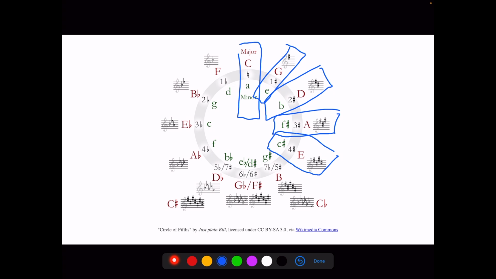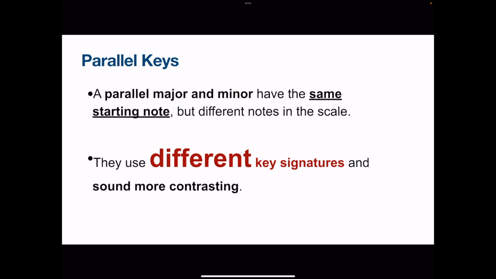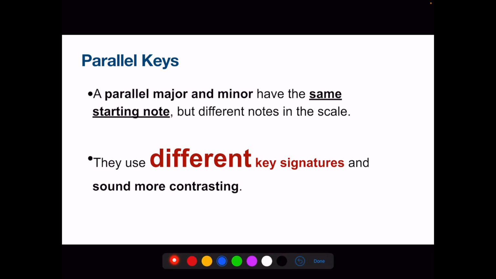Okay, moving on. Parallel keys. A parallel major and minor have the same starting notes, but different notes in the scale. What does that mean? C major has a parallel minor, which is C minor. And we like to add this little bar to just show, very clearly visually, that this is minor. So C major and C minor are parallel keys.